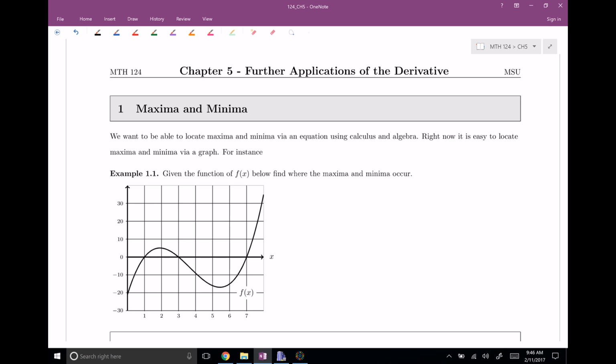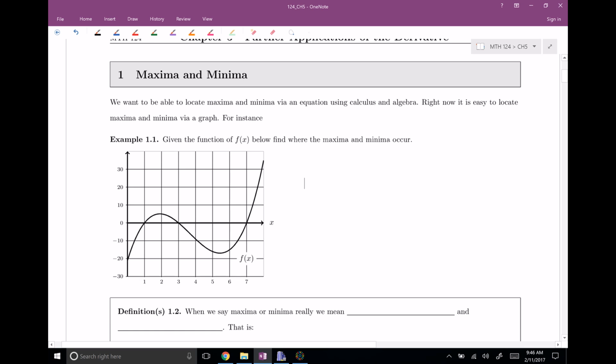And so in this section, our goal is to be able to locate maxima and minima using an equation, in calculus and algebra kind of combined. I know we have calculators, and the claim is, with a graph and stuff, it's pretty easy to identify a maximum or a minimum. So let me show you really quick what I'm talking about here in example 1.1.